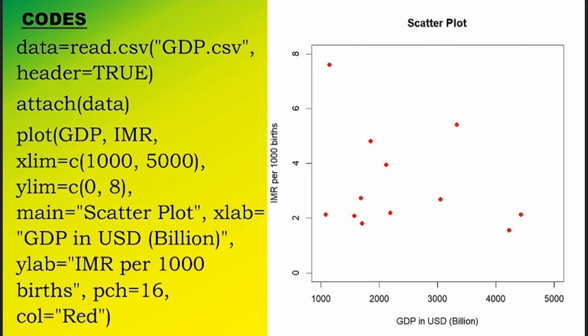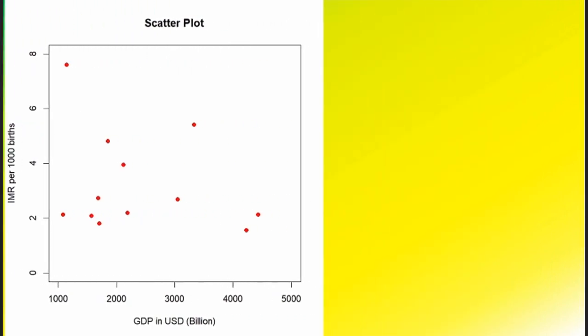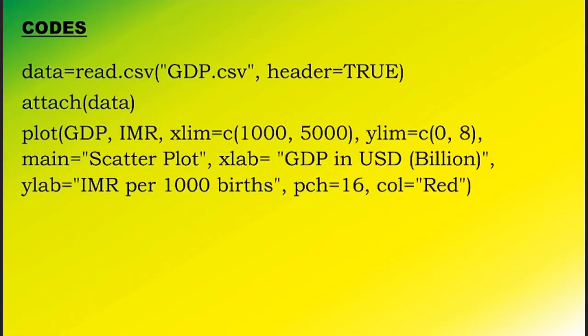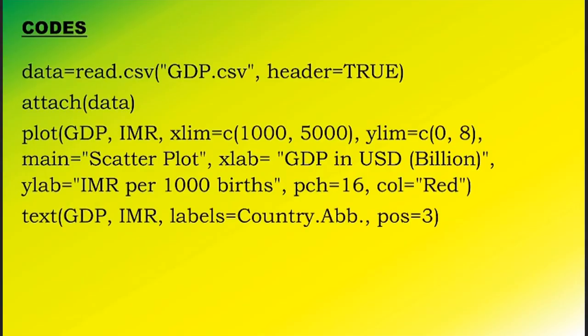This is our plot, but the main drawback is that if we compare the dataset, we don't know which point represents which country. To overcome this, we use another code. The code is text in brackets GDP, IMR, labels equals country.abbreviation, pos equals 3. GDP and IMR are already on the x-axis and y-axis. Labels equals country.abbreviation.